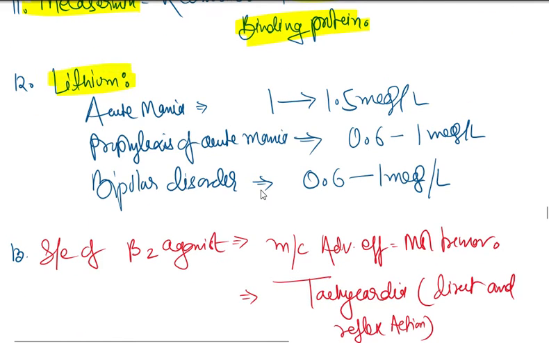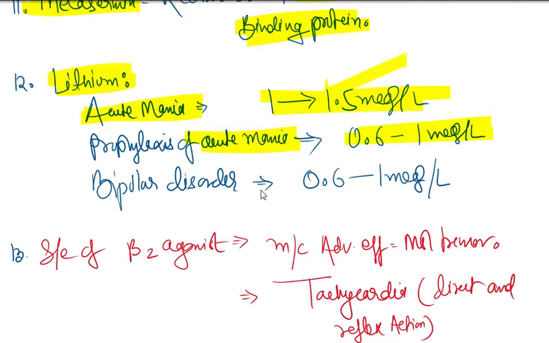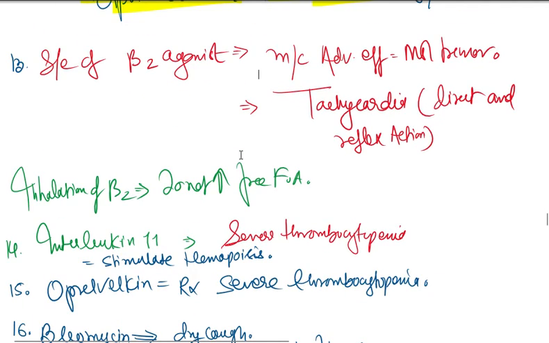Next one, lithium. In acute mania, the patient needs urgent treatment, so it has 1 to 1.5 milli per liter. This is the therapeutic concentration. Prophylaxis of acute mania means somewhat less, so 0.6 to 1 milli per liter. Bipolar disorder, 0.6 to 1 milli per liter. So acute mania will receive high concentration.